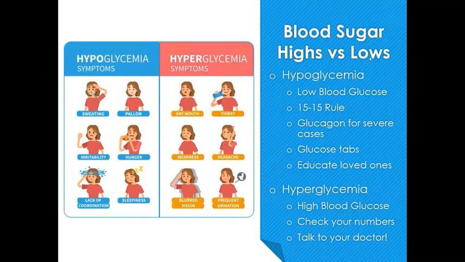In cases of severe low blood sugar, a glucagon pen may be used. It's important to train family members on how to administer it. And of course, low blood glucose is more dangerous than high blood glucose.